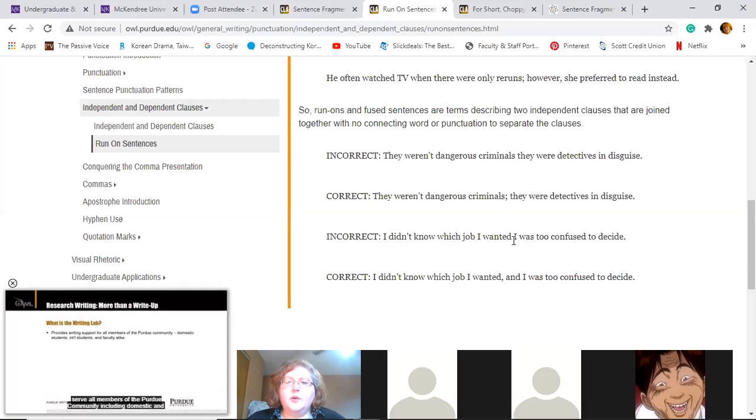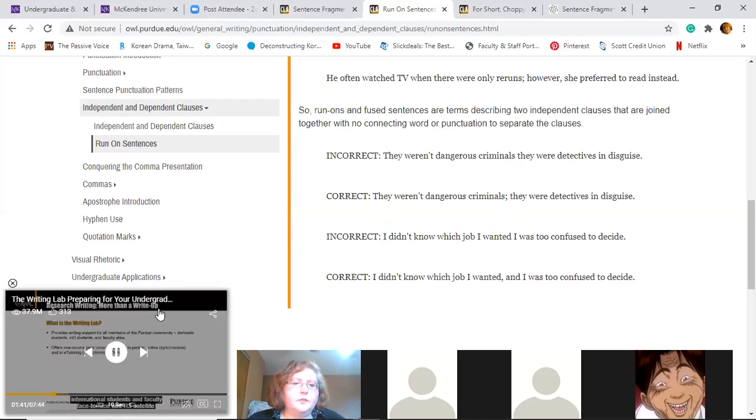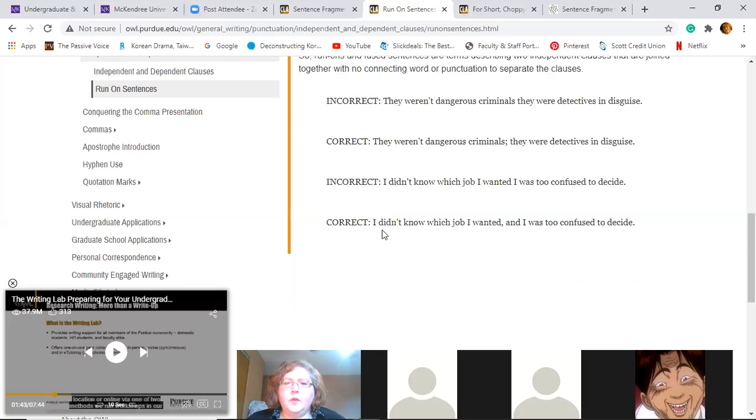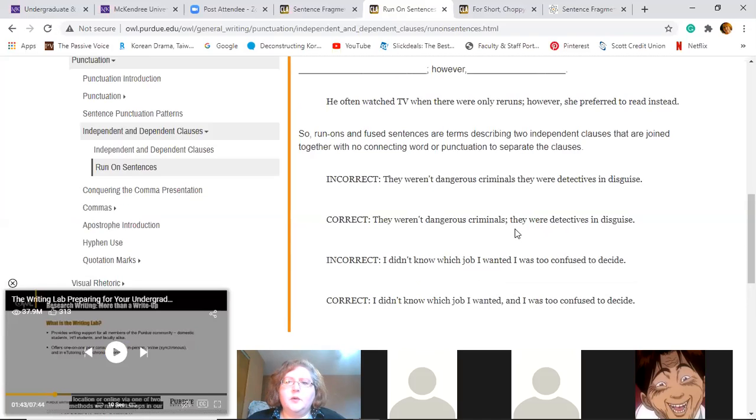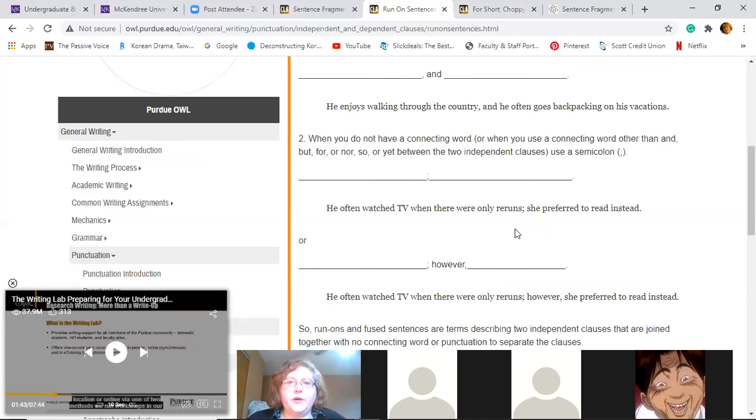I didn't know which job I wanted. I was too confused to decide. Again, you can divide these into two complete thoughts. You can use the test phrase again. Somebody have a question? I didn't know which job I wanted, and I was too confused to decide. So, semicolons will fix it, a period will fix it, a FANBOY and a comma will fix it.